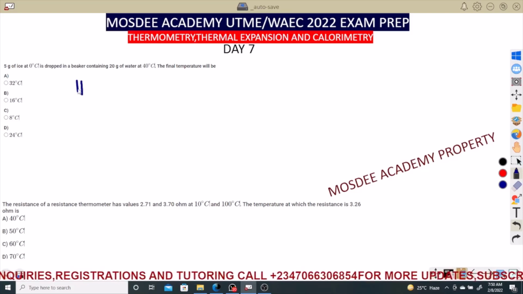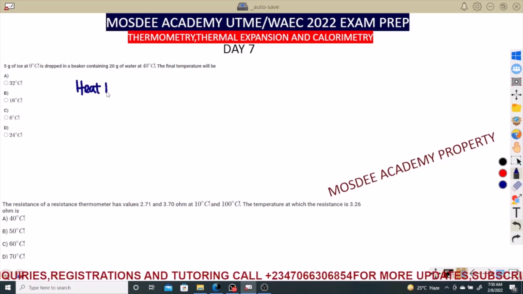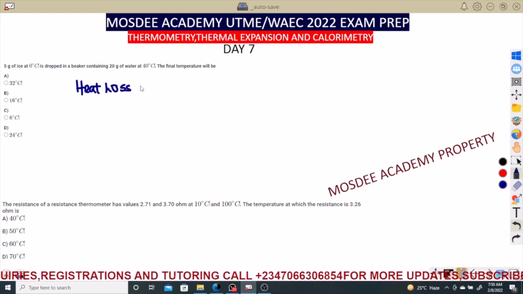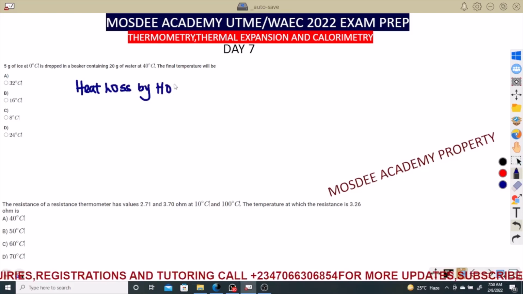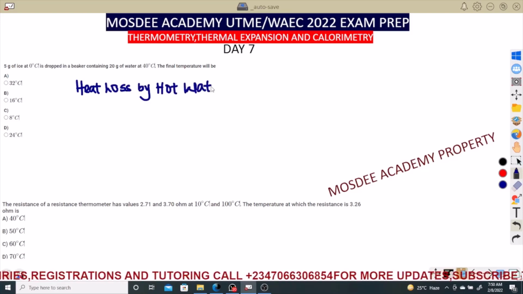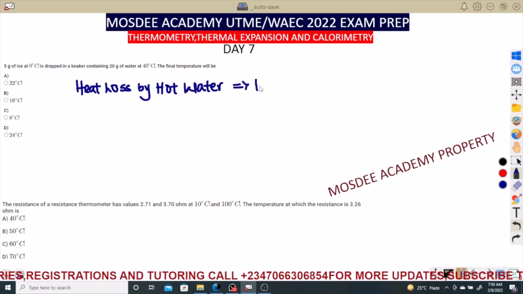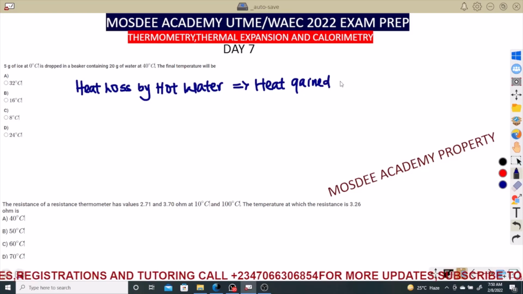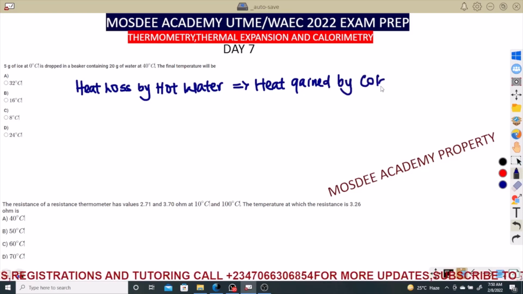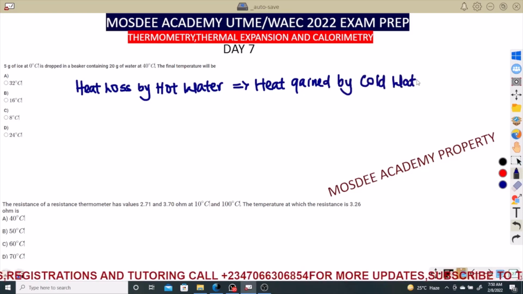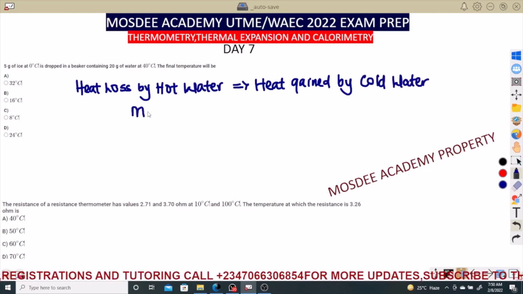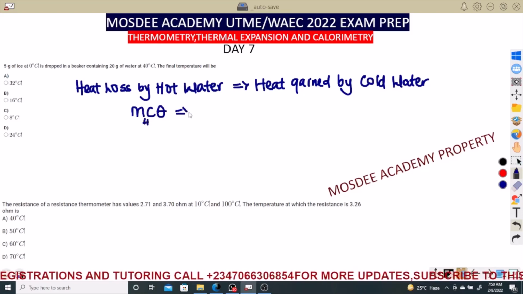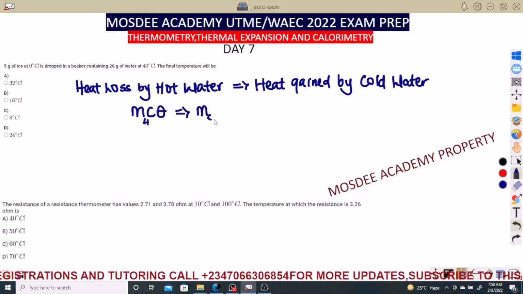So heat lost by hot water is equal to the heat gained by cold water. The basic concept of this from junior classes is that heat loss is always written as MCθ. Remember, this is the mass of hot water times MCθ, and this is the mass of cold water.